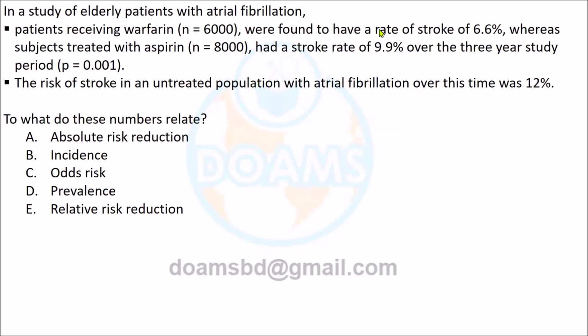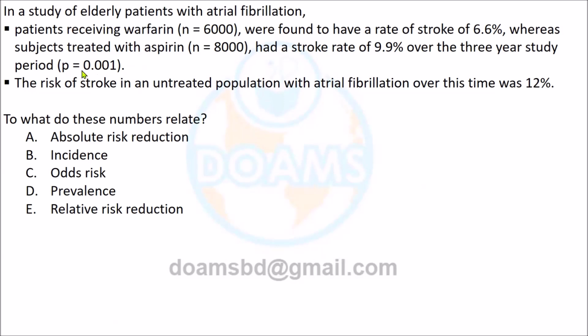Now, come to this description. Who will read? Any new colleague? Dr. Zakaria, feel free to read it for us, as you are free maybe today. Can you read it, please? In a study of elderly patients with atrial fibrillation, patients receiving warfarin, that means the number of the patients is 6,000, were found to have a rate of stroke of 6.6%, whereas subjects treated with aspirin, number of patients 8,000, had a stroke rate of 9.9% over the 3-year study period.